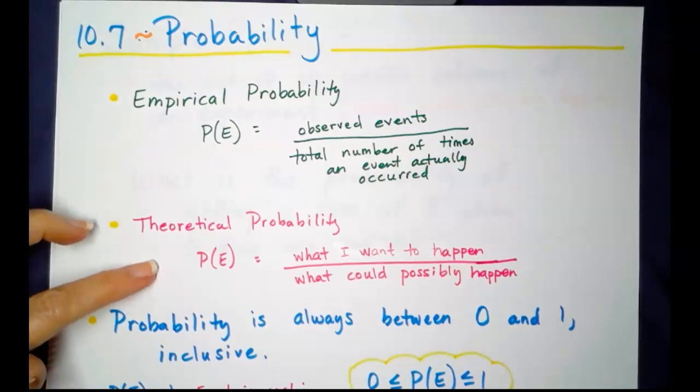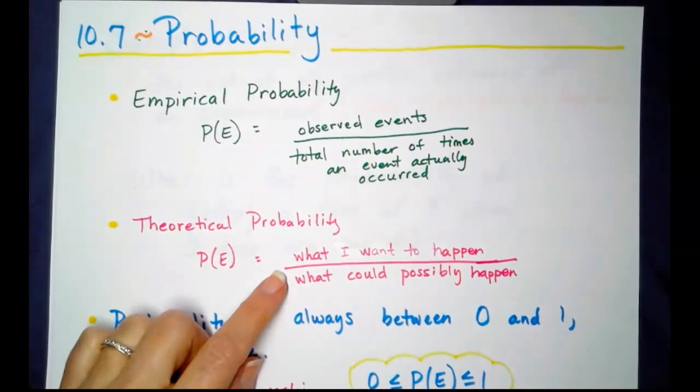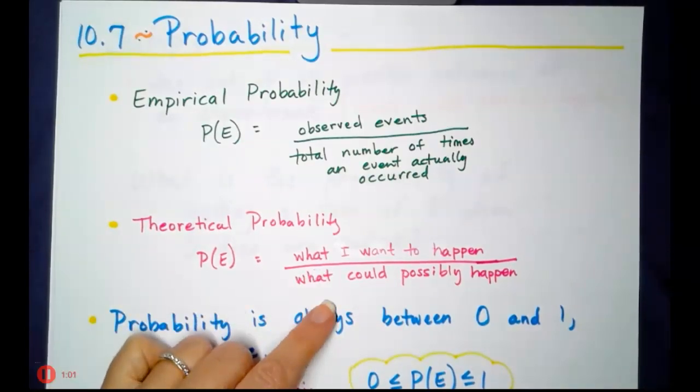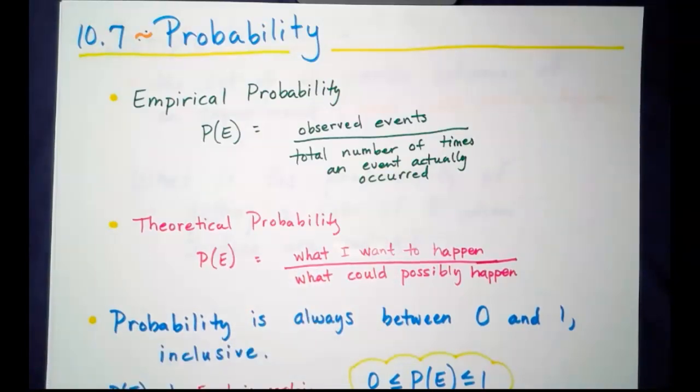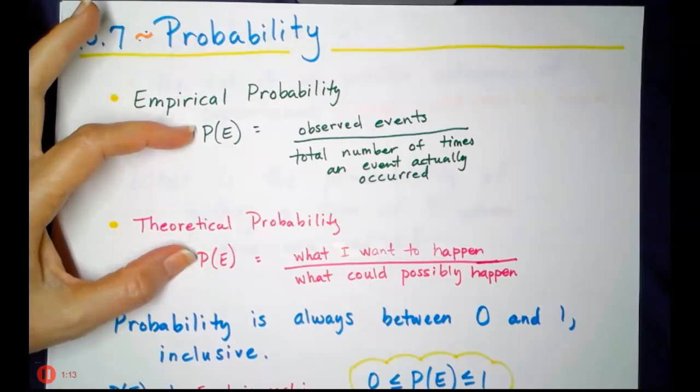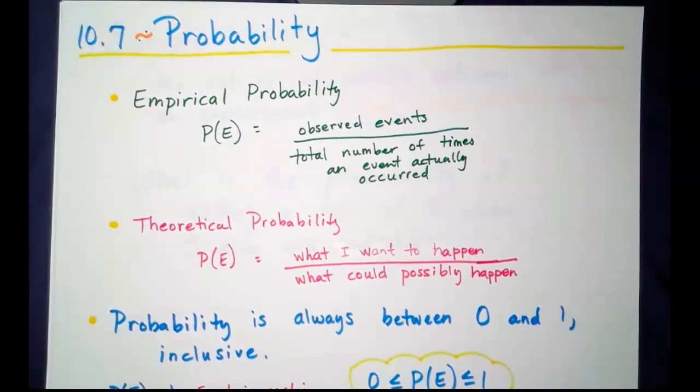Theoretical probability is mostly what we're going to talk about, and it is the easiest way to think about it if you think about these two questions. What I want to happen divided by what could possibly happen. That is a very easy way to think about probability in terms of theoretical probability. And notice the notation here, P of E. This is the probability of an event. That's just a shorthand way of writing that.